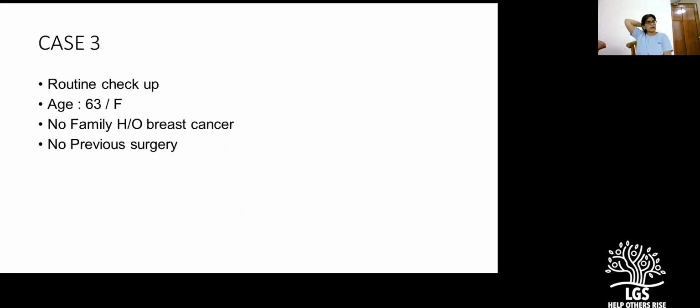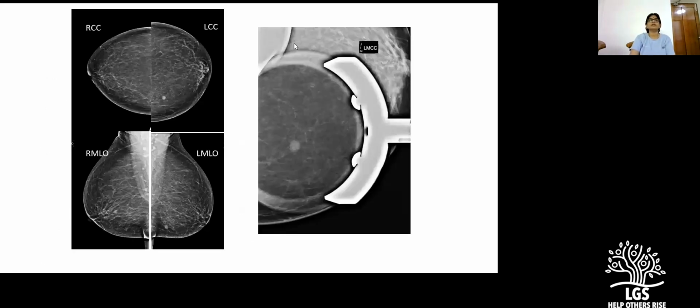So this is another case. This is a 63-year-old lady with no family history of breast cancer, no previous history of surgery. She had a routine master health checkup, and the mammogram was included in that checkup. And this was the mammogram. Kirti, do you want to describe this?